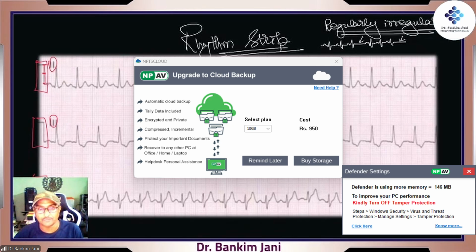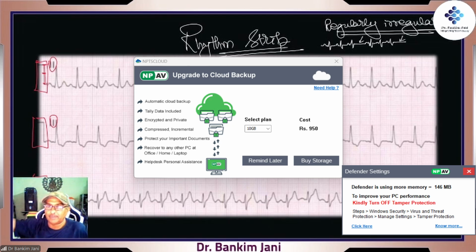The importance of the rhythm strip is to find out any irregularities, whether it is regularly irregular or irregularly regular. Irregularly regular means what? There is no pattern. 3 beats are normal, and then there is some abnormality. Then 5 beats are coming normal. Right? See, irregularly they are becoming regular.